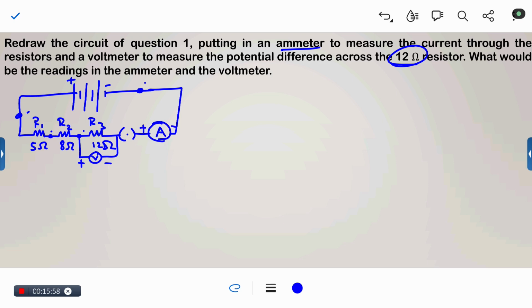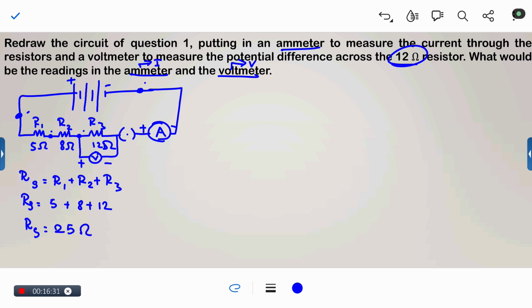So what do I think they're asking us to calculate? Find the readings in the ammeter and voltmeter. For what purpose are you using the ammeter? To measure the current. And the voltmeter to measure the potential difference. If we need to find the current, first we need to calculate the resistance. So what is the formula here? Rs is equal to R1 plus R2 plus R3. What will be the value of R1? 5 plus 8 plus 12. If we add all the numbers, we get the net resistance as 25. So what is the net resistance? 25.